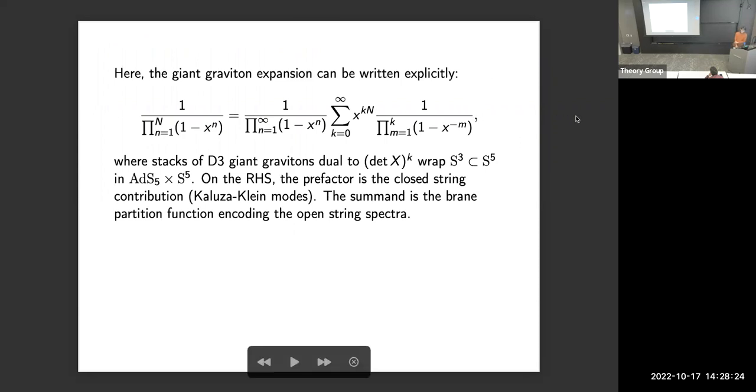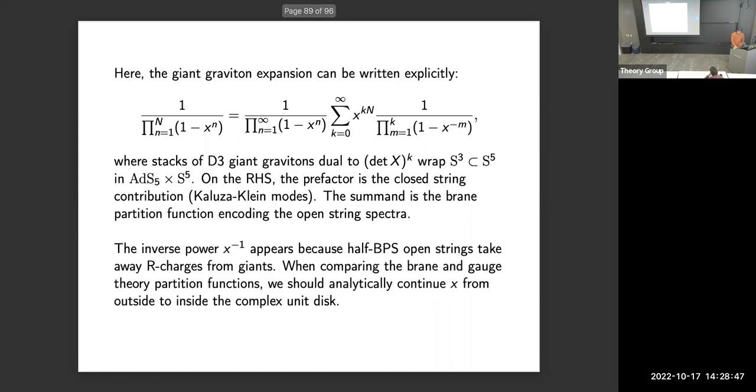As we showed earlier, the giant graviton expansion can be written explicitly, where stacks of D3 giants dual to determinant of x to the k wrap a codimension 2 circle sphere in AdS5 times S5. I think I described the ingredients, so I'll skip these comments. The inverse power appears because half BPS open strings take away R charges from giants. These maximal giants already have the full n units of R charge, so the only BPS excitations that they admit are the ones that take away these R charges.